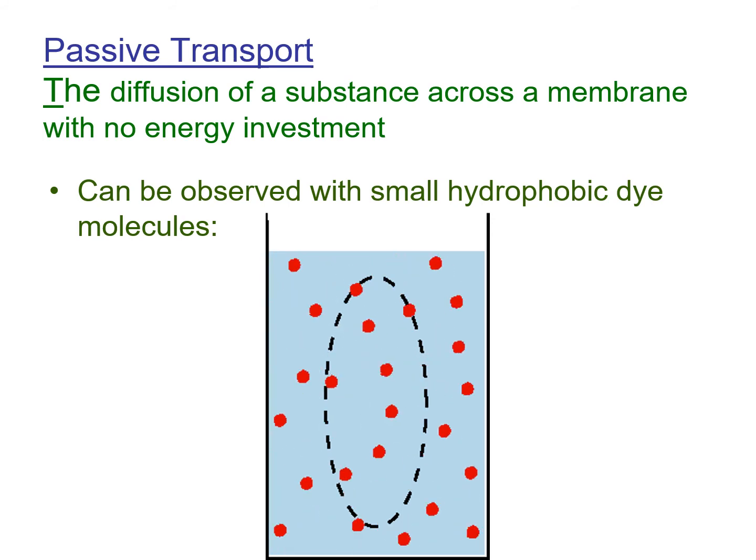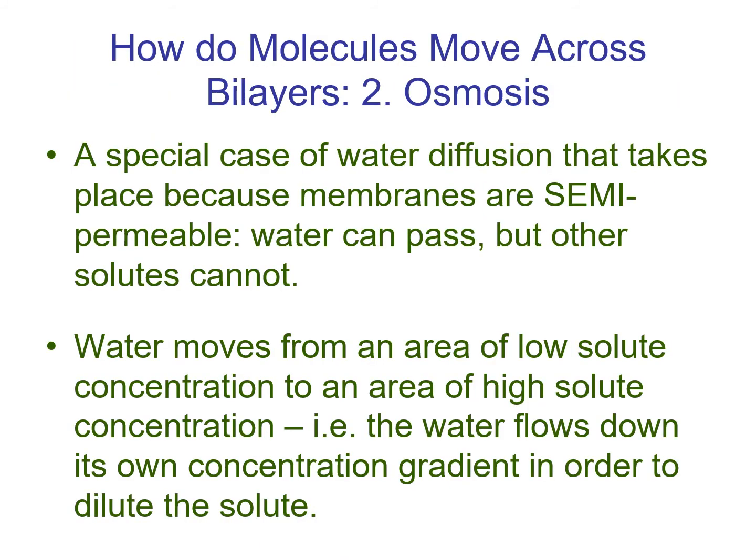Osmosis is a special type of diffusion. It refers specifically to the movement of water across a semi-permeable membrane. And the water is moving because there are solutes that can't get across the membrane. So let's say that we have a solution that is 5% salt. That means that it's 95% water.